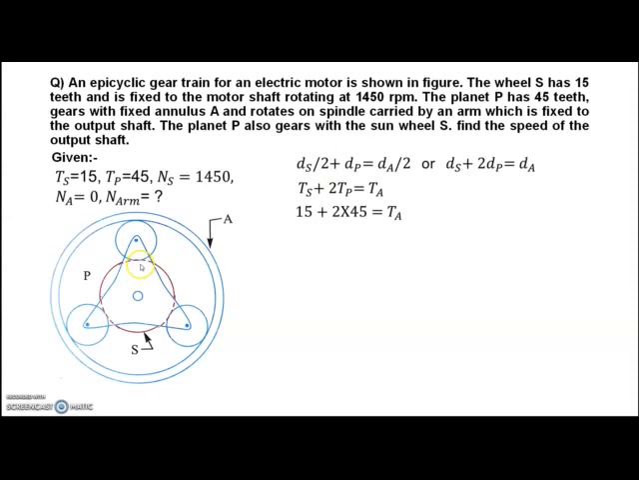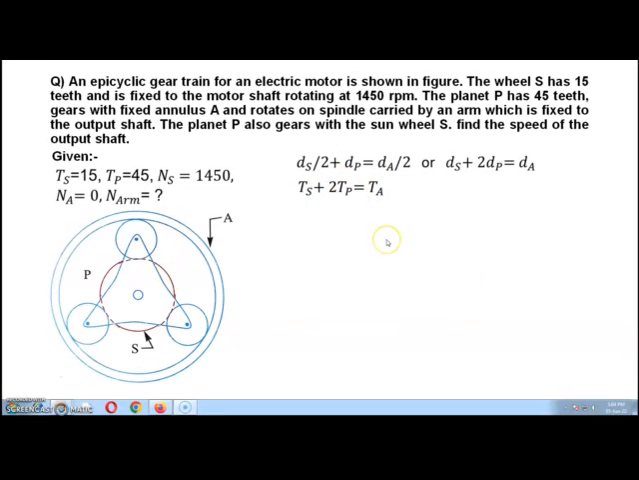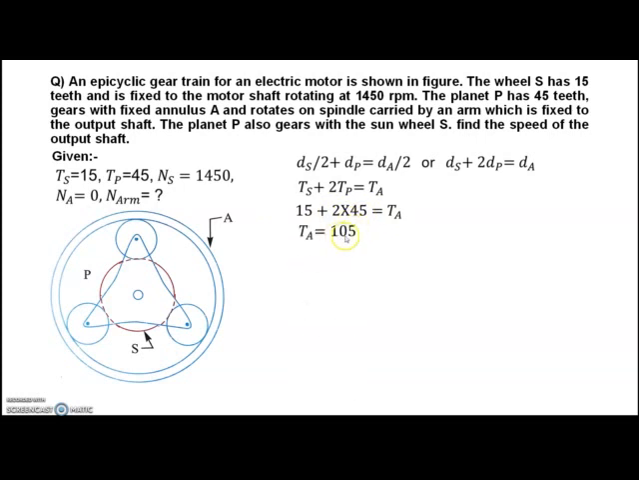dS by 2 plus dP is equal to dA by 2. Multiplying by 2 on each side, dS plus 2 dP is equal to dA. Convert in terms of number of teeth, because the modules are the same. So TS plus 2 TP is equal to TA. Now putting the values of TS and TP, we get the number of teeth on A, that is 15 plus 90, that is 105.